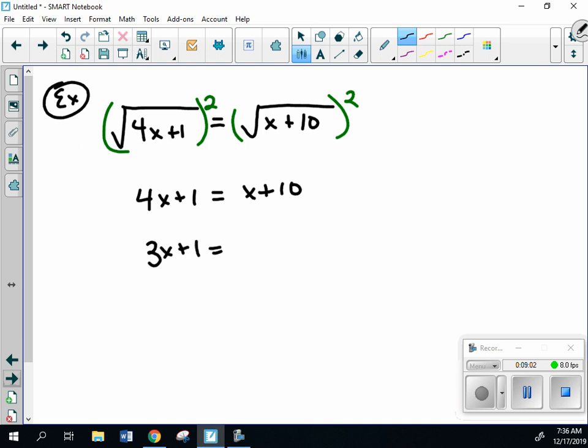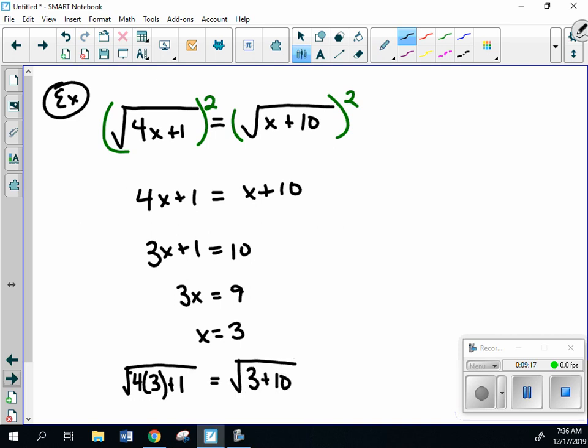3x plus 1 equals 10, 3x equals 9, x equals 3. So again, double check both sides to make sure that they in fact work. Do I get the same thing? Over here on the left, I would get the square root of 13. On the right, I get the square root of 13 as well. So it does work out, x equals 3.